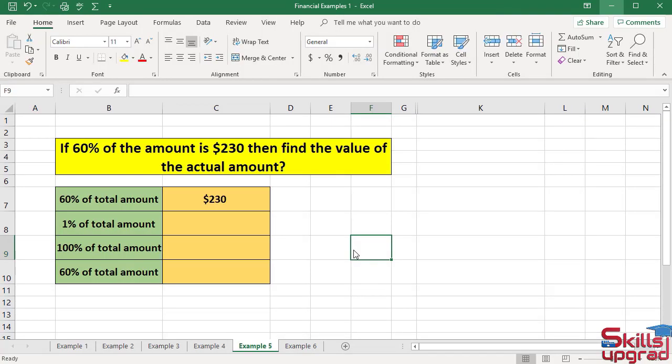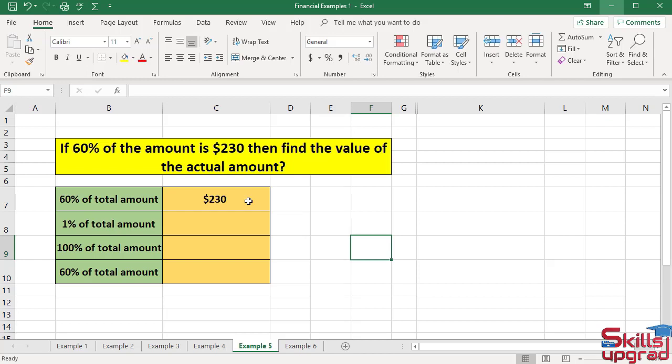In this example, I will calculate the value of the actual amount. If 60% of the amount is $230, then find the value of the actual amount. This is the 60% of total amount value. I will calculate the actual amount by using the unitary method.